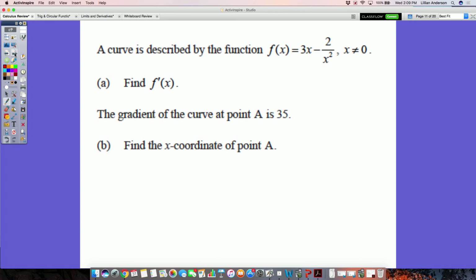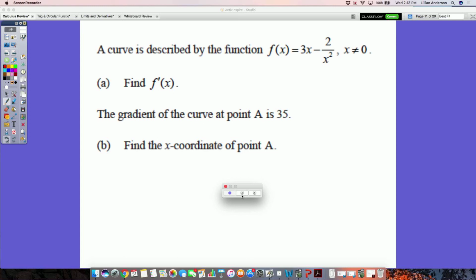Let's try an actual IB problem. So a curve is described by the function. So we have a function here, and it asks us to find the derivative. This was one of the questions I pulled from an old IB exam. It was a part A and a part B. Clearly, it was a paper 1. And you had to find the derivative.